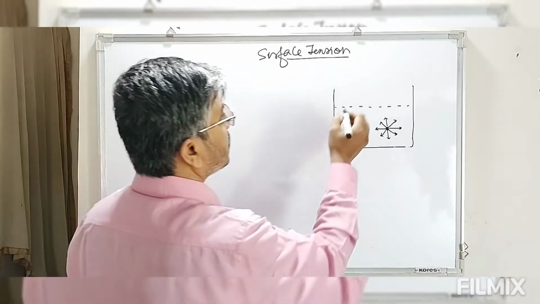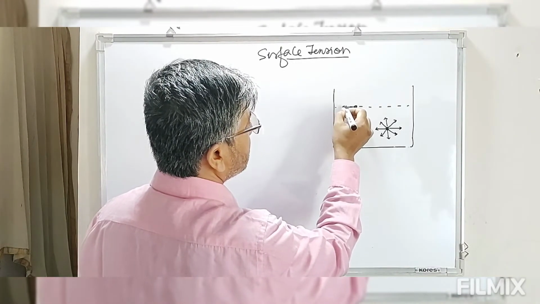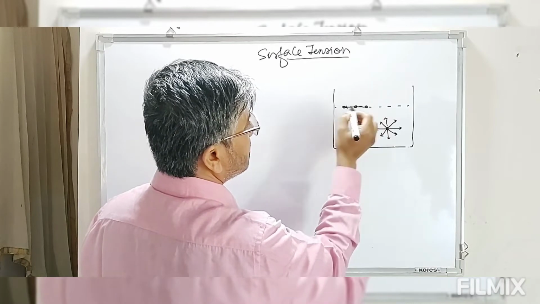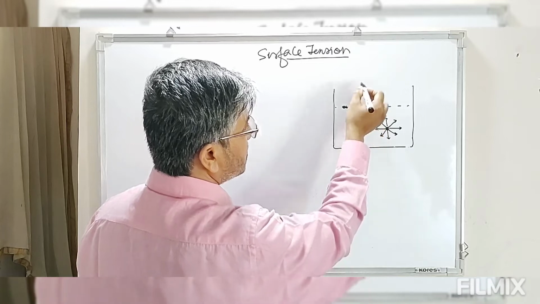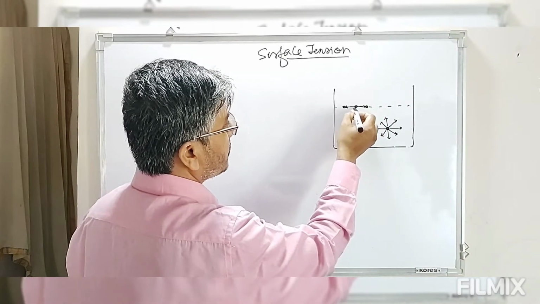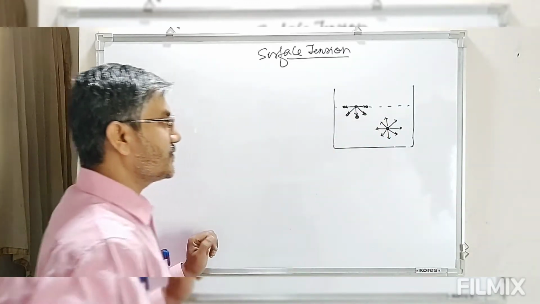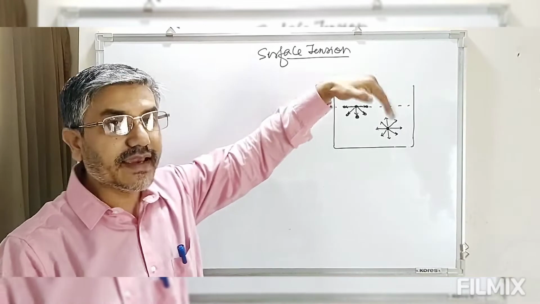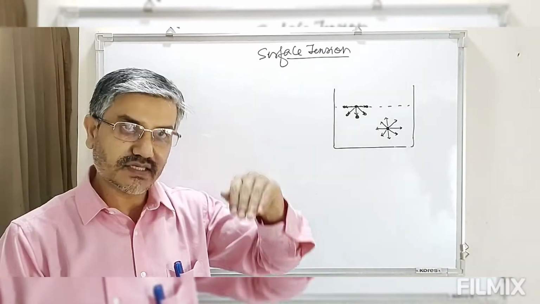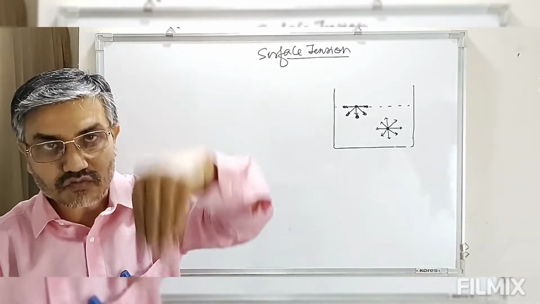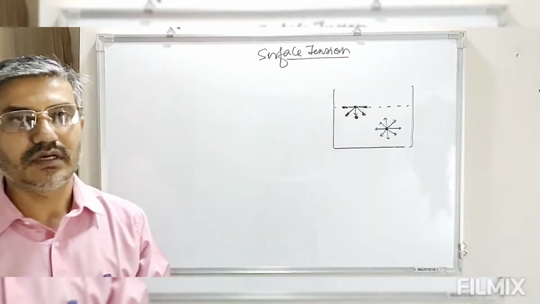Now let's take a molecule present at the surface. This molecule has a molecule here, this also has a molecule here, and it has a molecule below, but above it does not have any molecule. So look at this. The molecules present at the surface have some net downward force, which is perpendicular to the surface of the liquid.